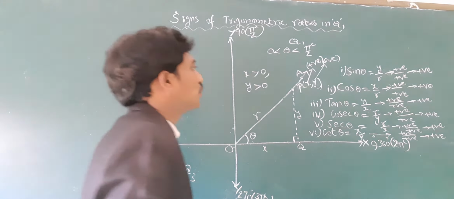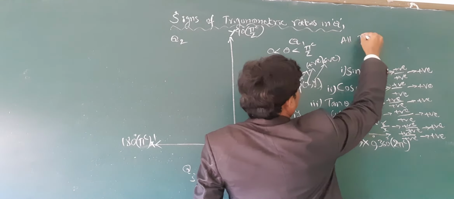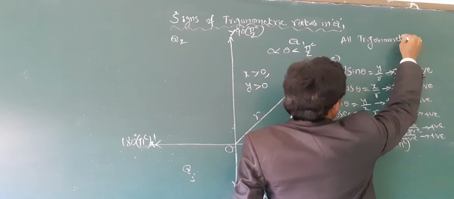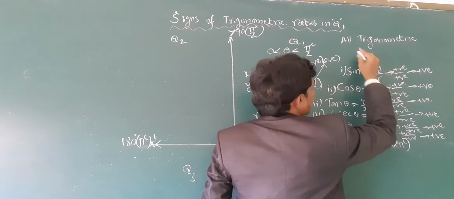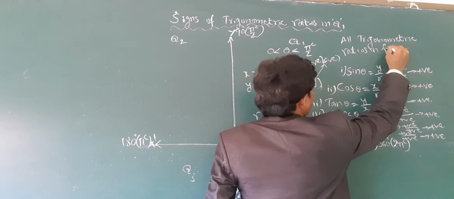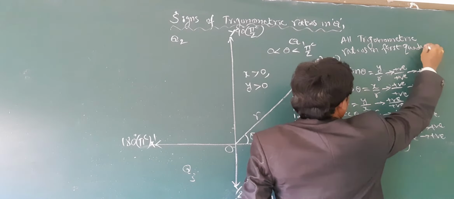Now we can conclude all trigonometric ratios in the first quadrant are positive.